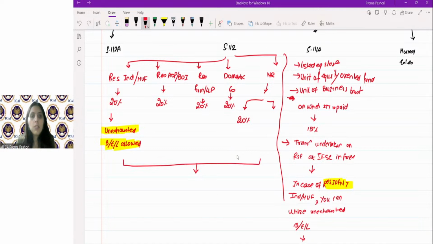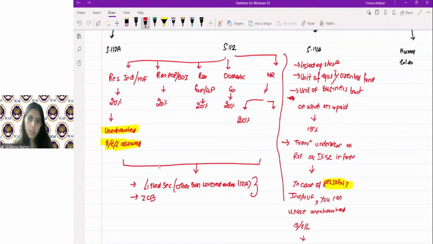Here you can write it down. Listed securities other than those covered under 112A, and zero coupon bond is 10% without indexation. Is 10% without indexation. Are we clear?